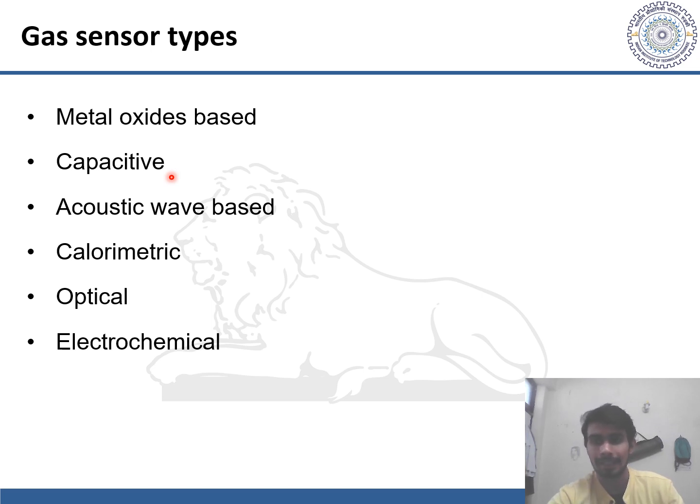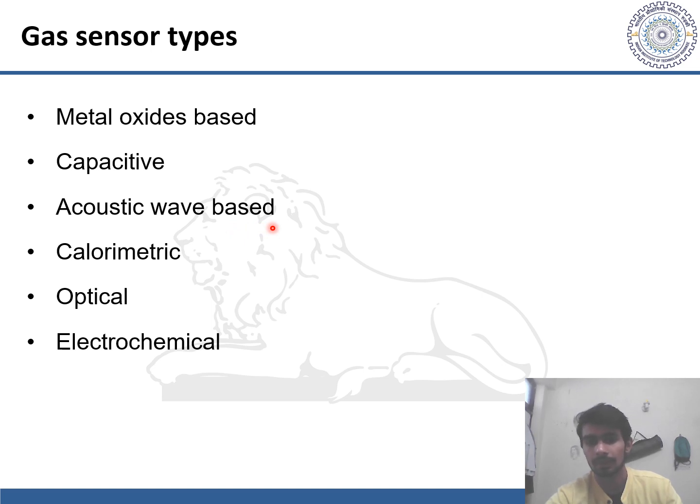due to the presence of gas between the plates, and that's how we sense the gases by measuring the change in dielectric constant. In acoustic wave based, a piezoelectric material is used, and the resonant frequency determines which gas it is. Of course, in this the calibration part is more rigorous.